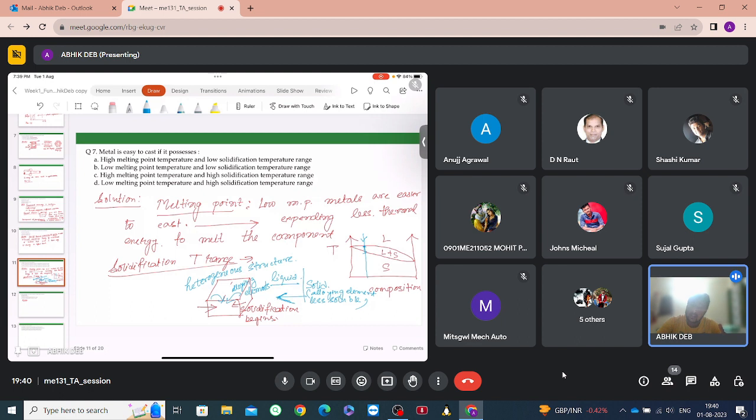So the larger this liquid plus solid region, will the problem be more or less? It will be more, sir, because the heterogeneity will be more. Yes. Okay, so a higher solidification temperature range means what? Higher solidification temperature range means this liquid plus solid region will be broader or narrower?